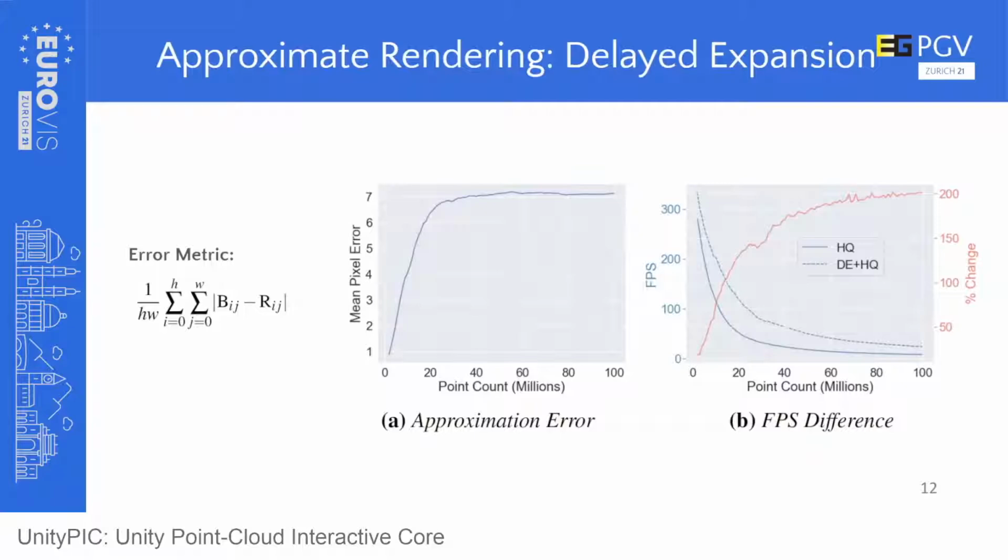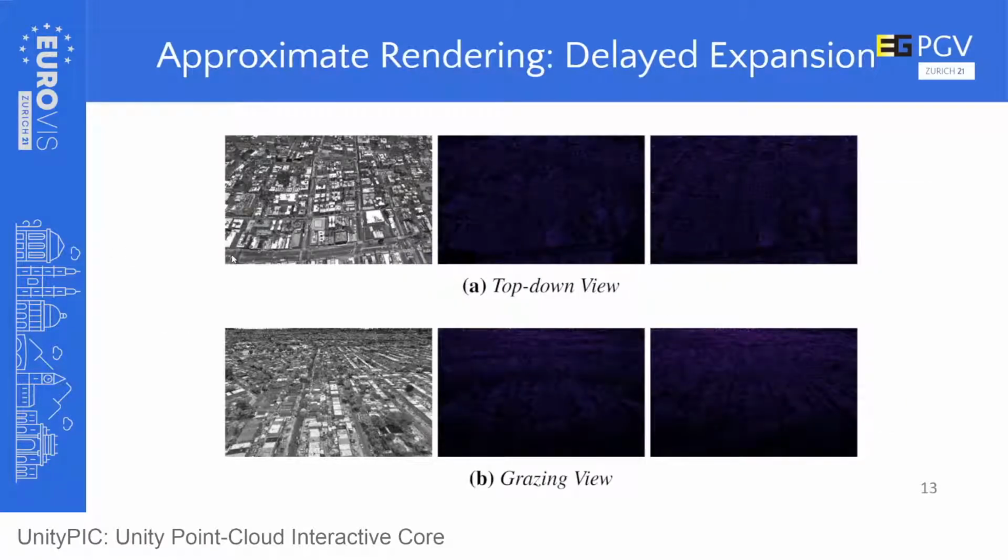In addition to the global error that we observed, we also wanted to see how the errors manifest locally in different scenarios. Specifically, we use the difference evaluator FLIP to generate difference images for a top-down view and a grazing view. The top-down view shows the errors being distributed more uniformly across the rendering, while the errors in the grazing view are more concentrated around the faraway points.